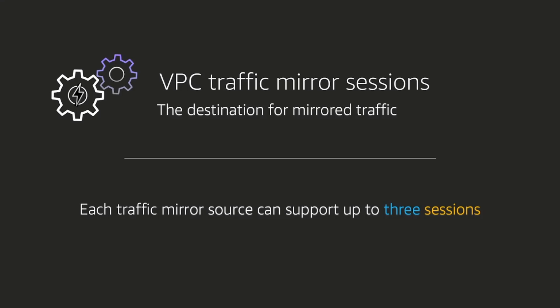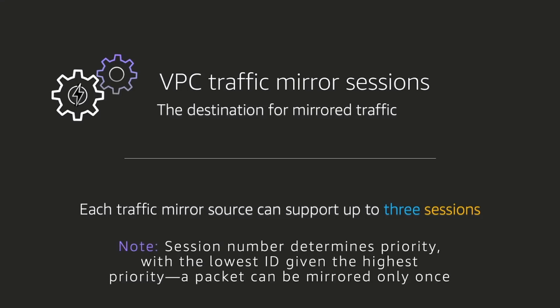And so each traffic mirroring source can support up to 3 sessions. Now this gets a little bit interesting where you can basically set a priority with your session. The session with the lowest ID will have the highest priority, and a packet only gets mirrored once, but basically you can do a little bit of rule matching here on where you actually want particular packets to go. So maybe with a Zeek and Suricata instance, for example, you could have multiples of those depending on the source and destination.